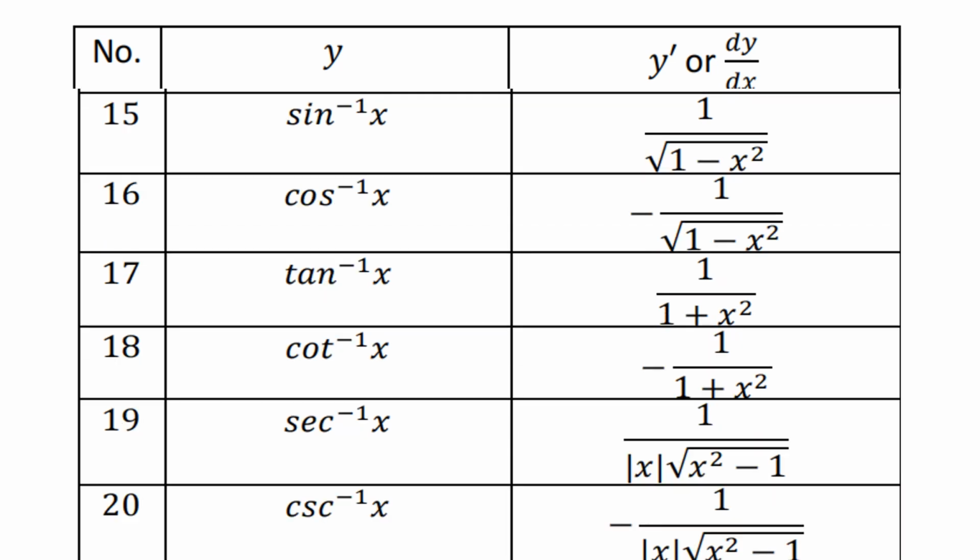Now we have the inverse sine function, sine inverse of x. The derivative of sine inverse of x is 1 by square root of 1 minus x square.